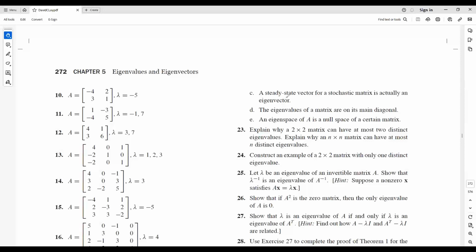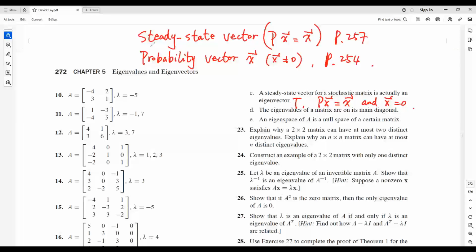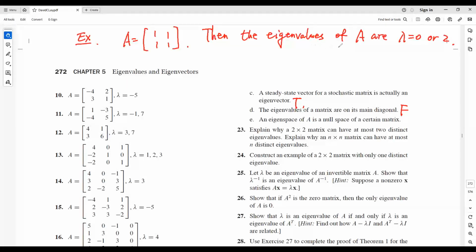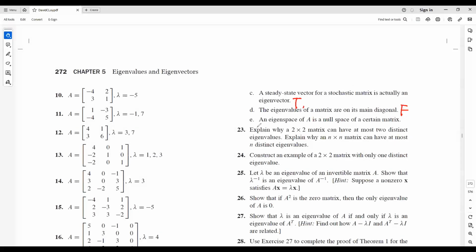C. A steady-state vector for a stochastic matrix is actually an eigenvector. True. By those definitions of steady-state vector and probability vector. D. The eigenvalues of a matrix are on its main diagonal. False. For example, the eigenvalues of this matrix are 0 and 2, which are not on its main diagonal.